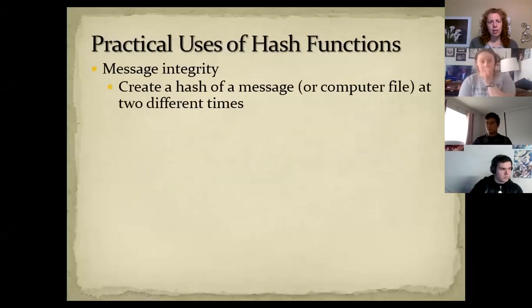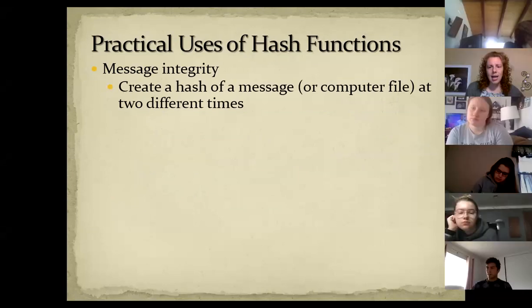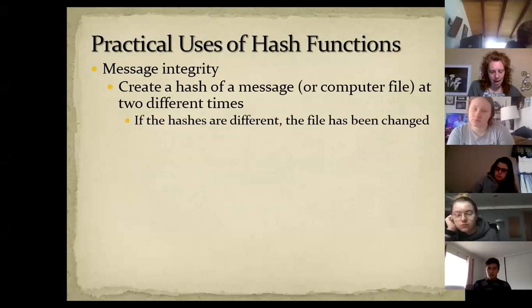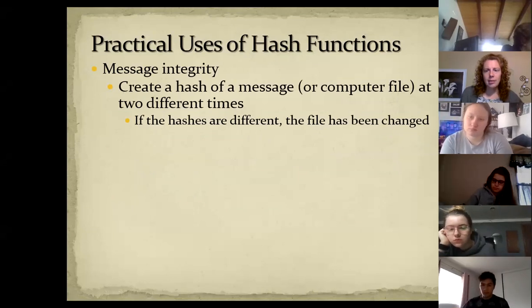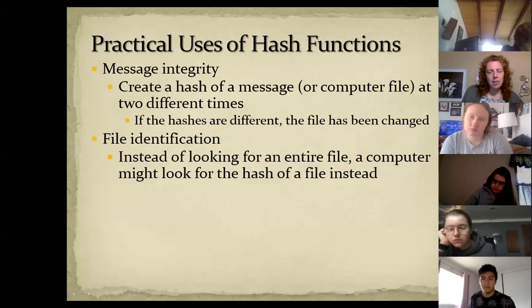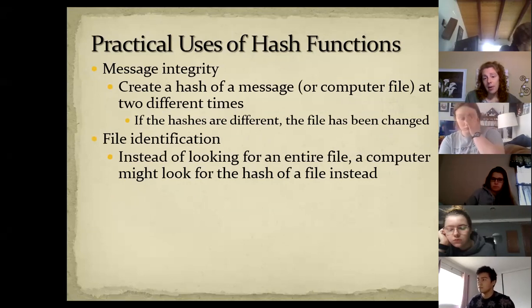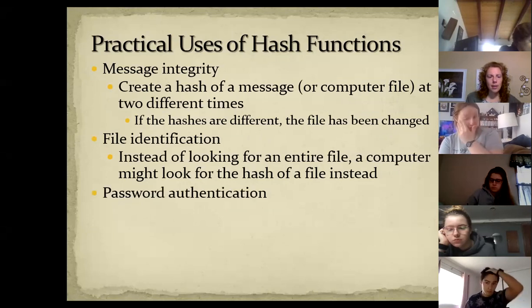So message integrity: create a hash of a message or a computer file at two different times. And then again, if the hashes are different, then the file's been changed or corrupted. So that's one. This is what Elijah was talking about, file identification. Instead of looking for an entire file, a computer might look for a hash instead. So you can index files by their hashes instead of by the whole file.